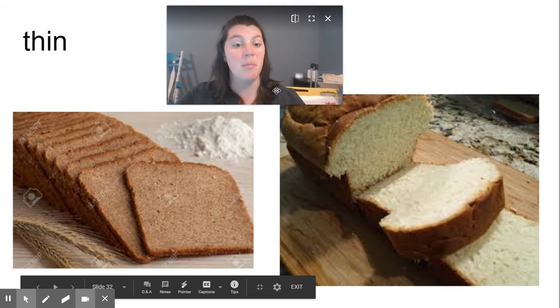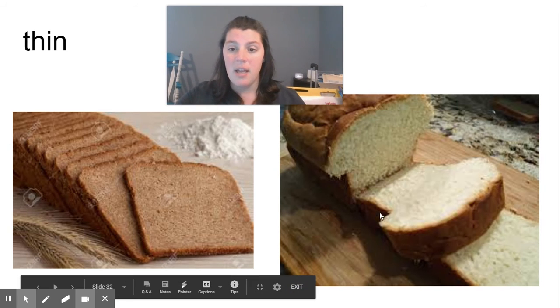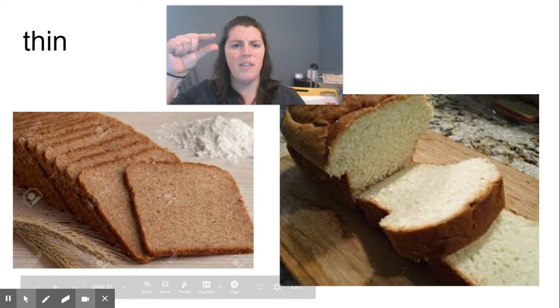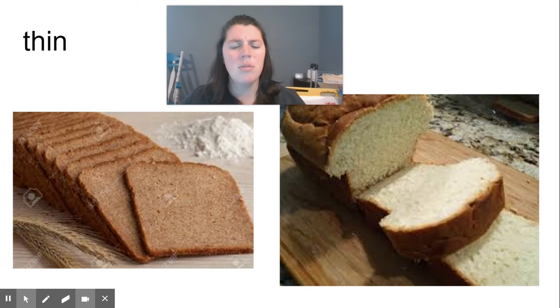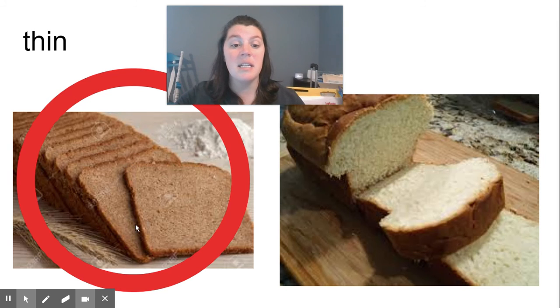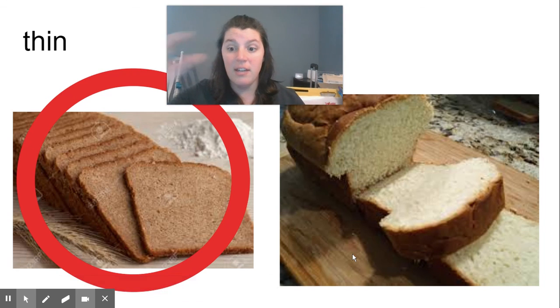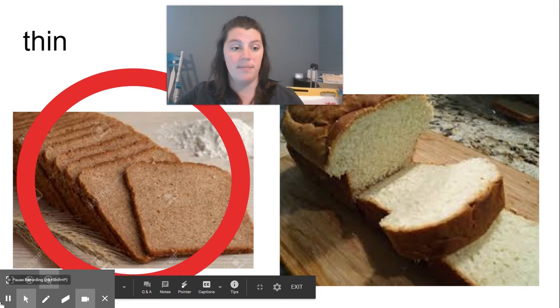Ooh, I have some bread, some slices of bread. Here's a slice of bread, and here's a slice of bread. This time I have the word thin. Show me with your fingers, thin. Can you point to the slice of bread that is thin? Let's see if we agree. These slices of bread are very thin. Look how thin that is. Wow, that's a thick slice of bread.